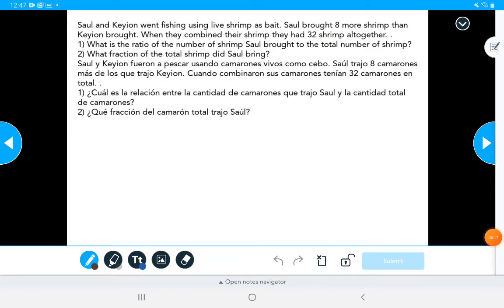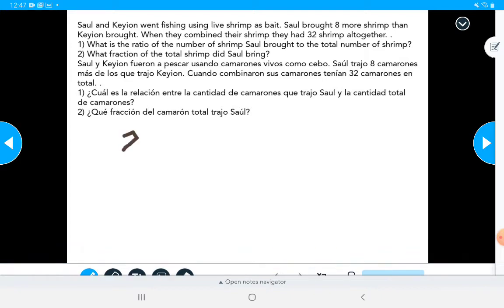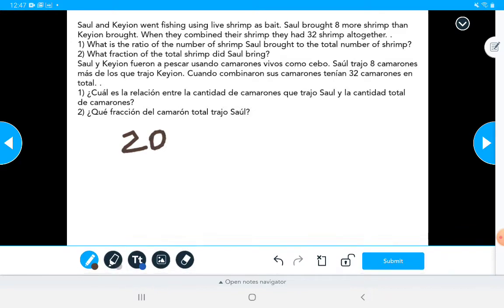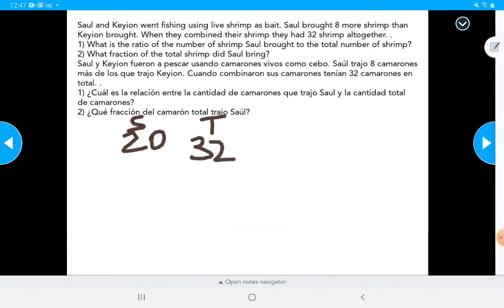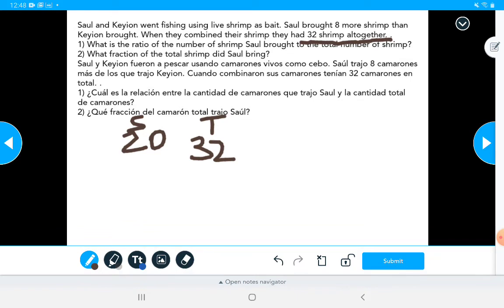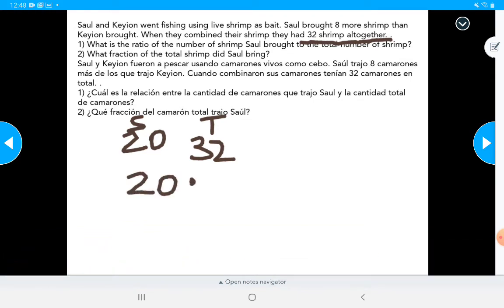One more example would be, what's the ratio of the number of shrimp Saul brought to the number of shrimp total? So this is now asking for the number of shrimp total. So if we know Saul brought 20 shrimp, this is how much Saul brought, and we know that the total shrimp was going to be 32 because they had 32 shrimp altogether. So then we know that ratio is going to be 20 to 32.